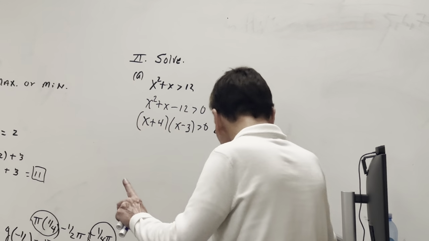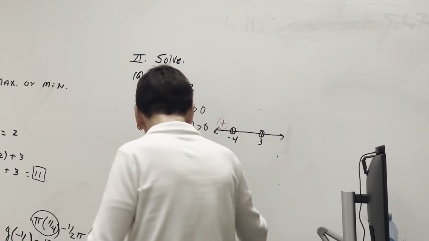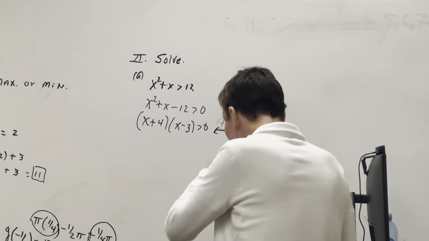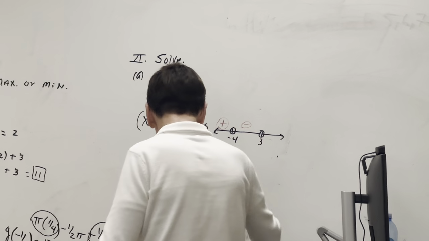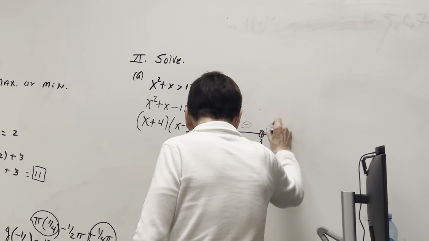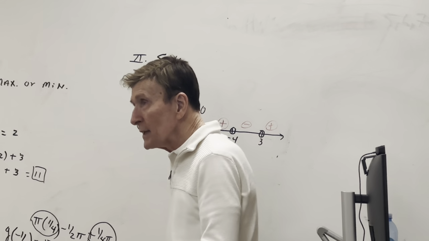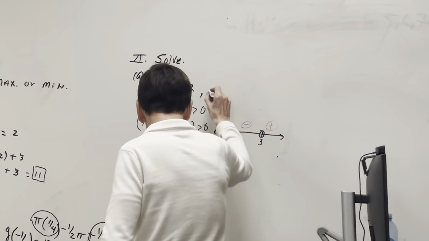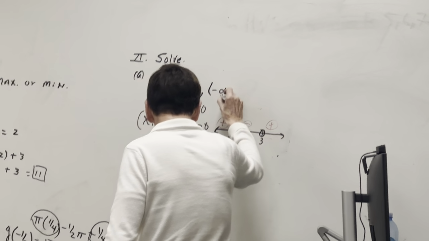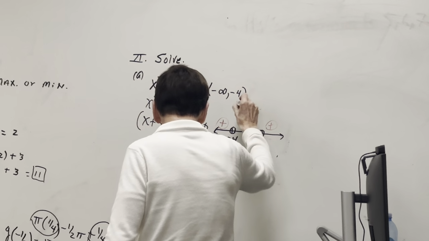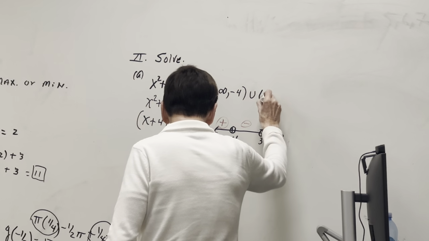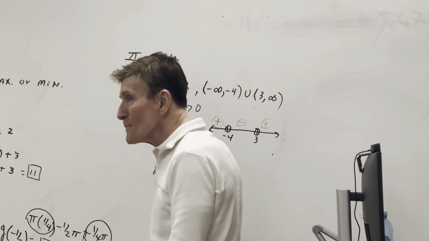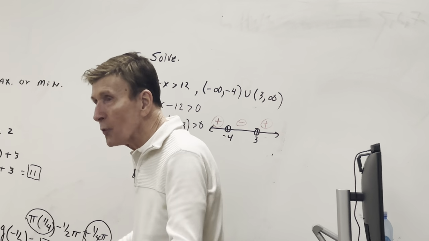In between, we'll try 0, put a 0 in, I see a positive times a negative. Out to the right of 3, we'll try 5. Now that's going to be a positive. That should be enough to answer the question. My solution would be negative infinity up to negative 4, open, union 3 to infinity. And you're done. We've done these before.